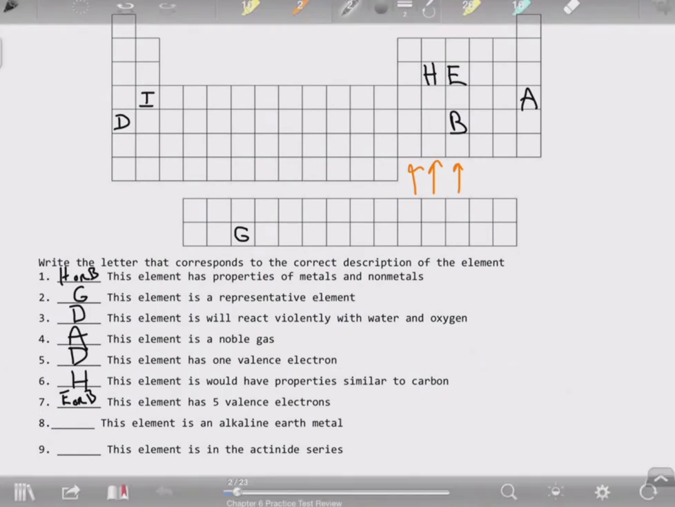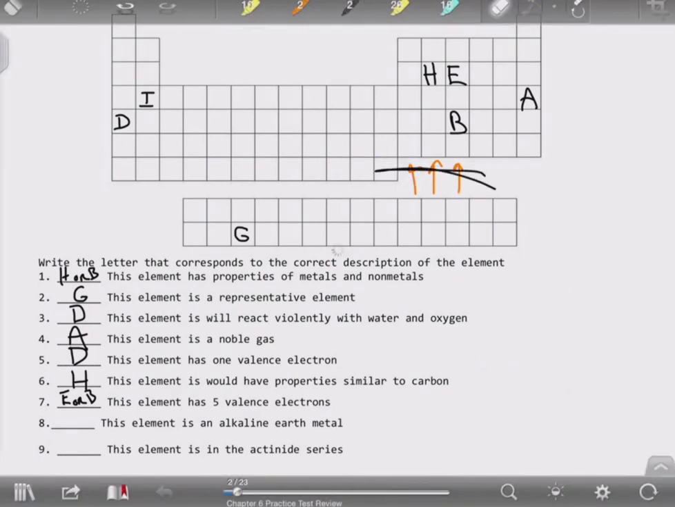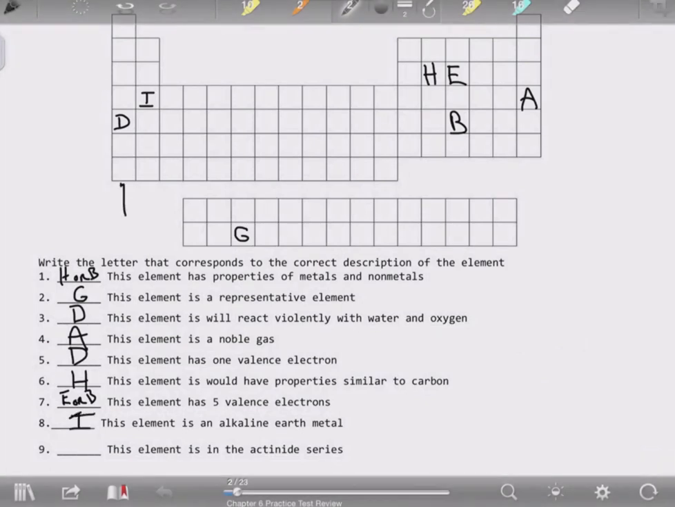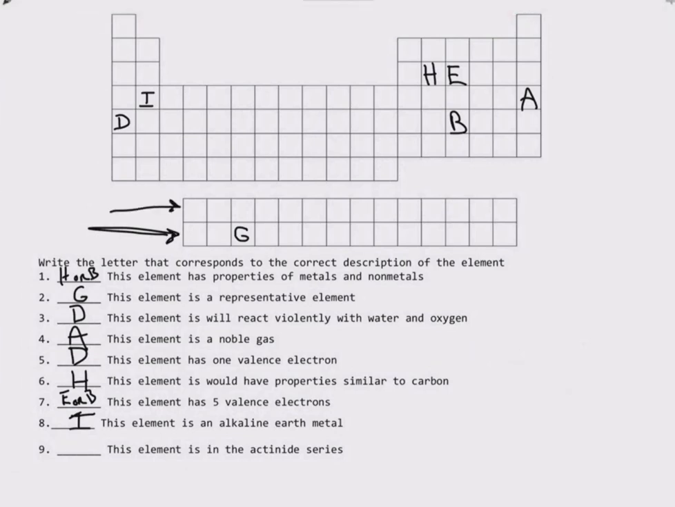The alkaline earth metals are all the elements in the second column, so that would be element I. The first column are the alkali metals, the second column is the alkaline earth metals. The actinide series, the actinides, are all of the elements in the very bottom row of the periodic table. The elements in this row are called lanthanides. The elements in the bottom row are called actinides. So that would be G.